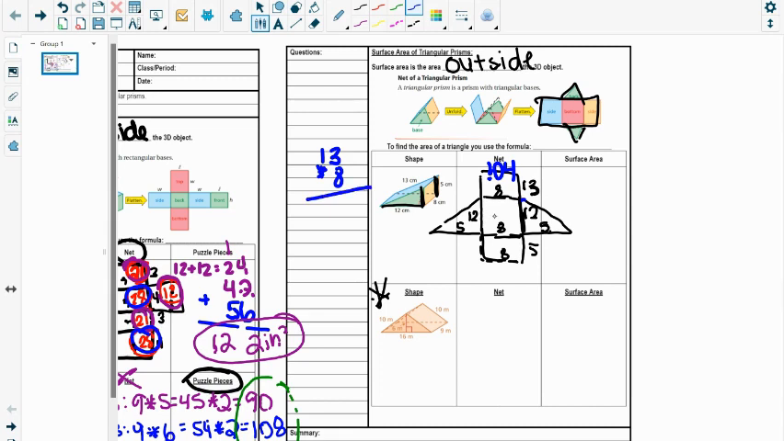Then in the middle, we've got 8 times 12. 8 times 12 is on a multiplication chart, so you would be able to use that on a test, but that would be 96. And the last rectangle is 8 times 5, which is 40.